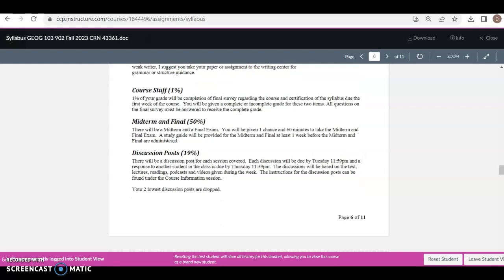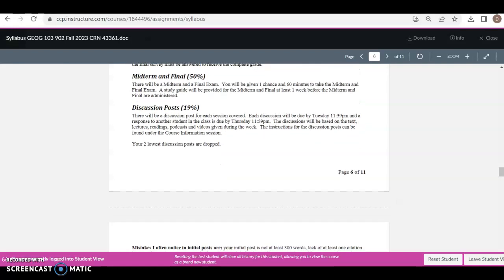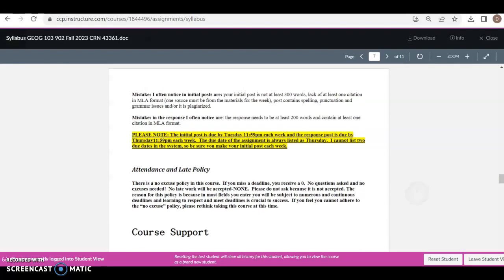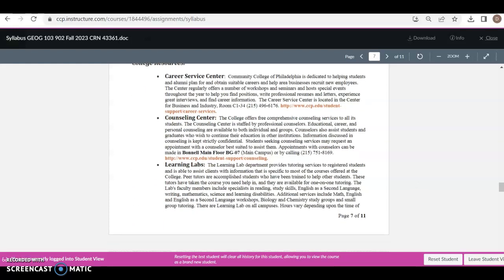And then you have your discussion posts. Each week you have a discussion post due, and your 2 lowest discussion posts are dropped. So if you miss a deadline, it's not the end of the world. There are directions for that, so you want to make sure that you don't miss the deadlines for those.